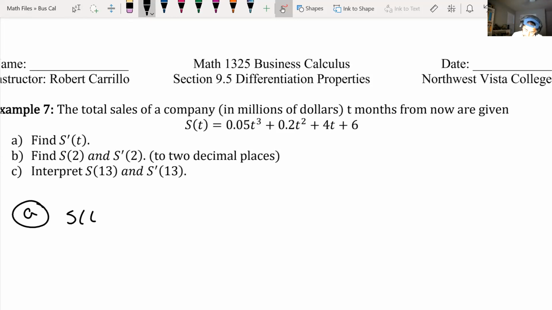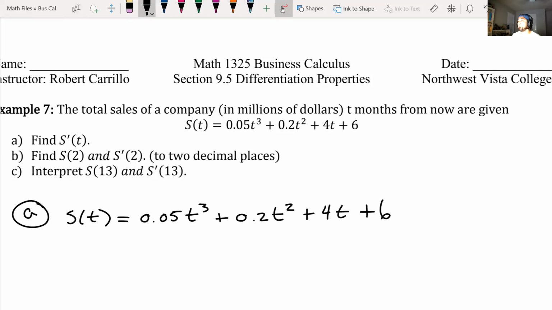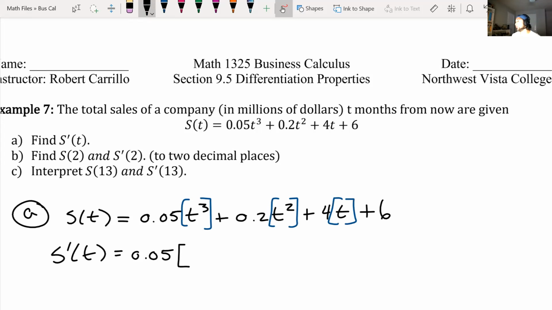So I'm just going to rewrite this original function first, 0.05 t cubed plus 0.2 t squared plus 4t plus 6. And now let's go ahead and take the derivative because it's in the proper form. When we take the derivative, again, you can use the multiple property. Just look at the functions for now. So I'll leave 0.05 here. And what is the derivative of t cubed? 3t squared. 3t squared plus 0.2 times, what is the derivative of t squared?